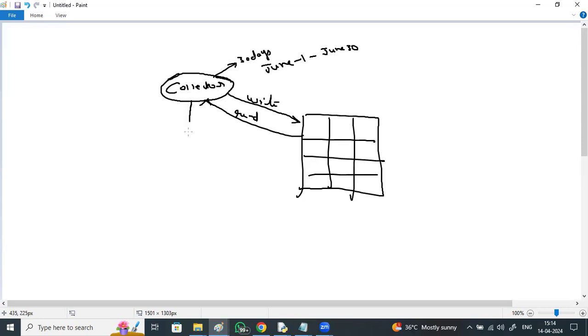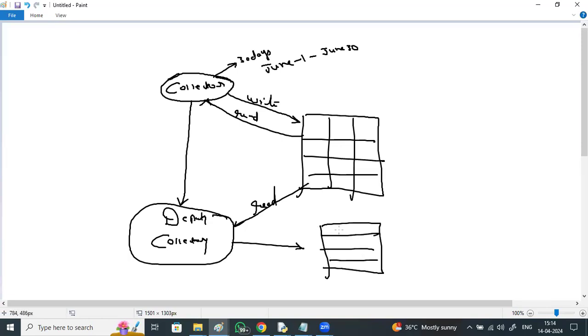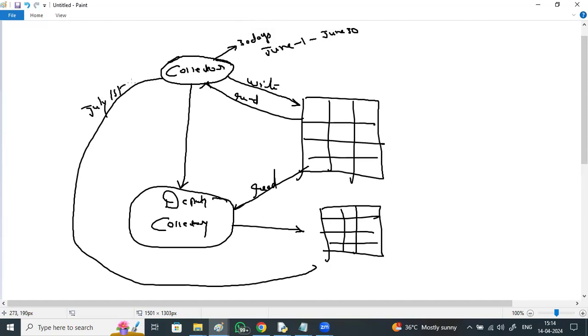But in the absence of the district collector, the deputy collector can only read from it. He cannot write into it. So during the absence of the collector, the deputy collector maintains his own. When the collector is back after 30 days, on July 1st, he will read the data from this and update it.